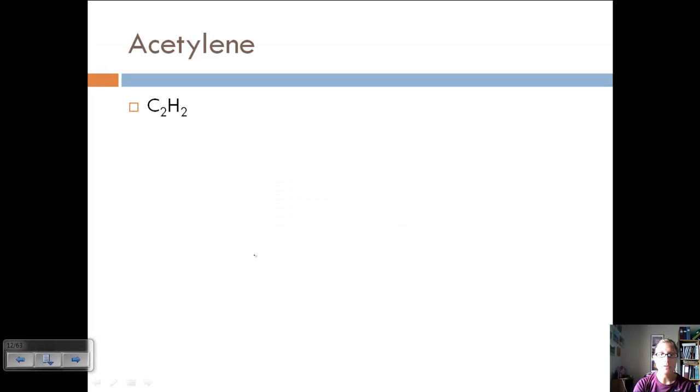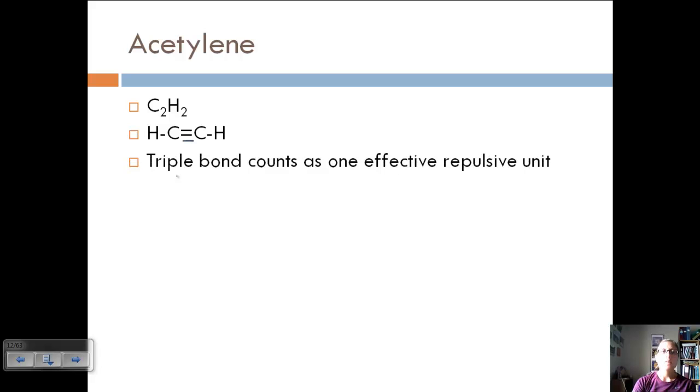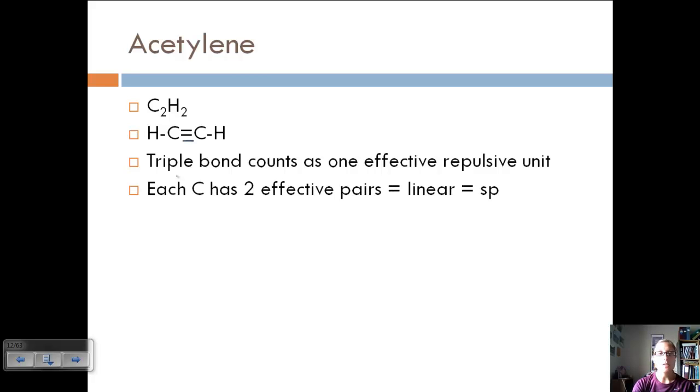So we have acetylene, which is C2H2. It is actually triple bonded. The triple bond is going to count as 1 repulsive unit, so 1 bonding site. So each carbon in this example is similar to CO2 in that it has 2 bonding sites. And so each carbon has 2 effective pairs, and so we say that that's linear, and so it is sp hybridized.